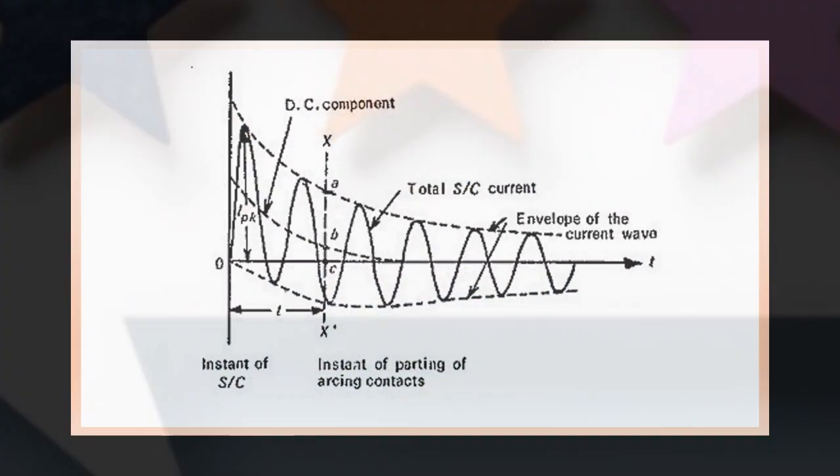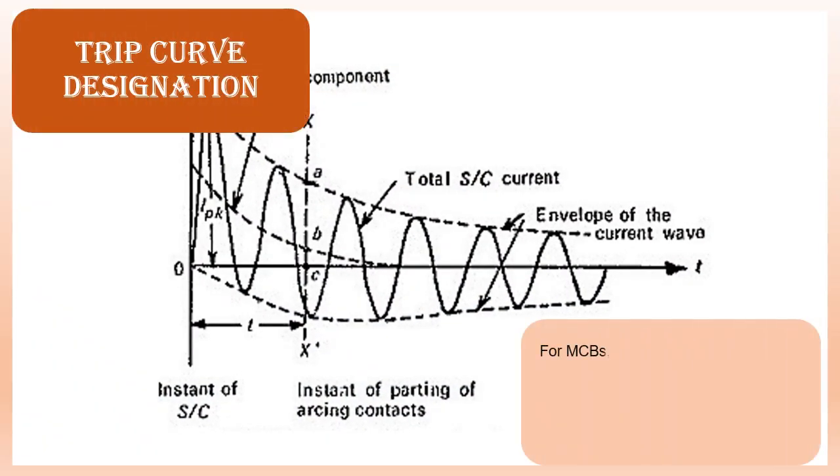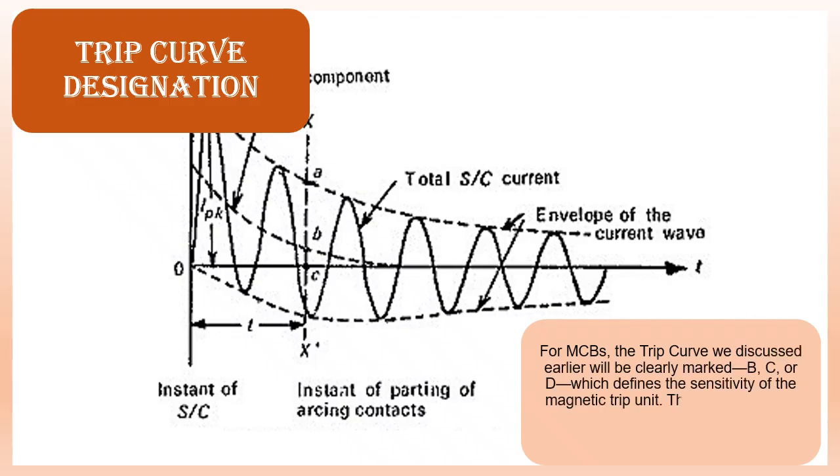Trip curve designation. For MCBs, the trip curve we discussed earlier will be clearly marked B, C, or D, which defines the sensitivity of the magnetic trip unit. This ensures you are selecting the right instantaneous trip characteristic for the connected load.